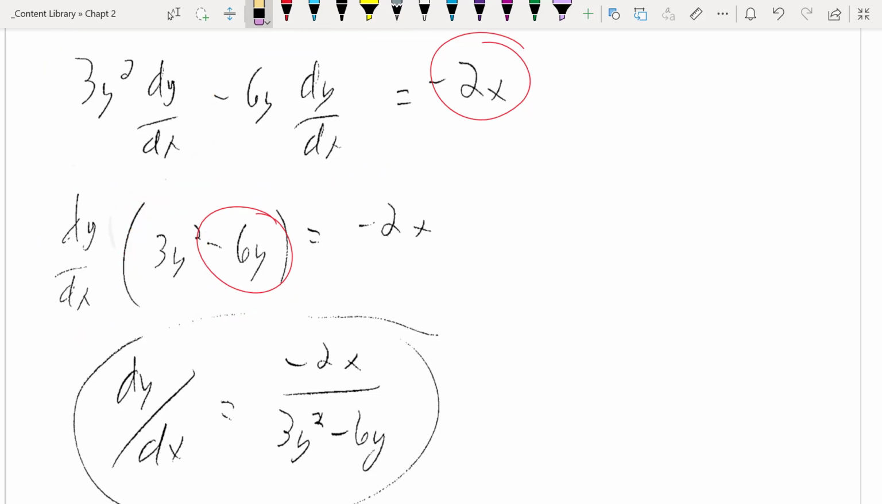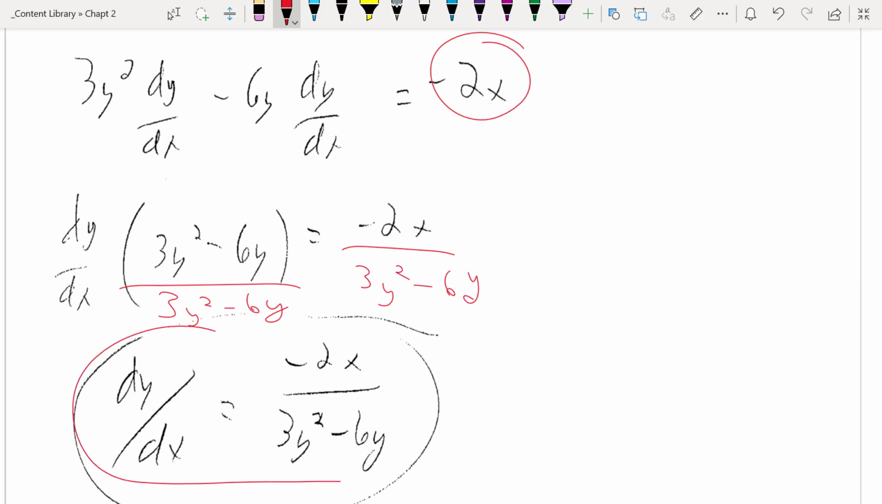Now that I've done that, I'm ready to go ahead and divide both sides by 3y squared minus 6y. So I'm going to divide this side by 3y squared minus 6y. And when I do that, I'm going to be left with dy/dx equals negative 2x all over 3y squared minus 6y.